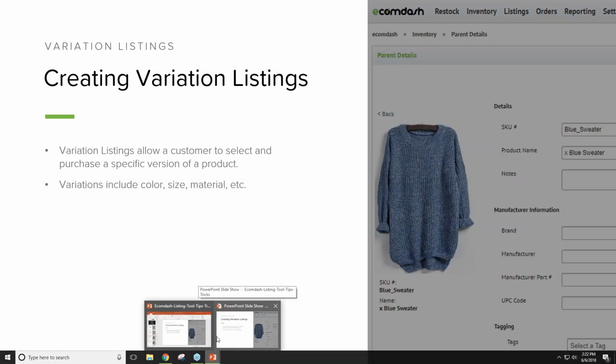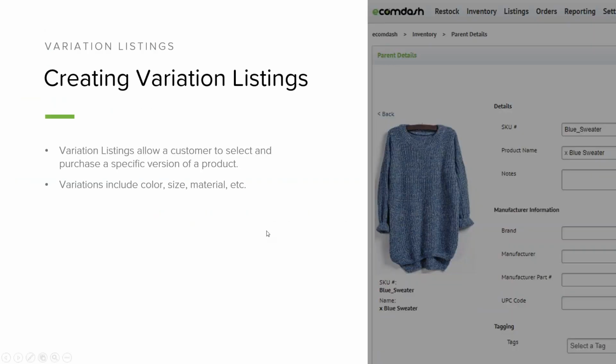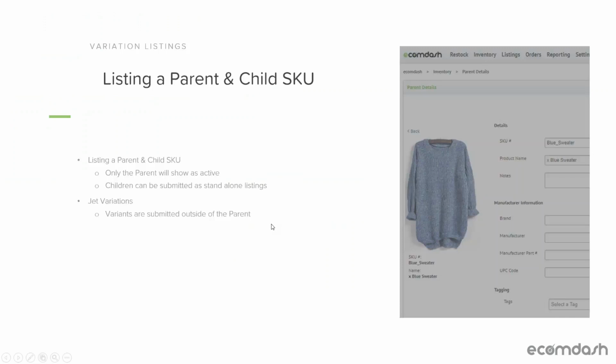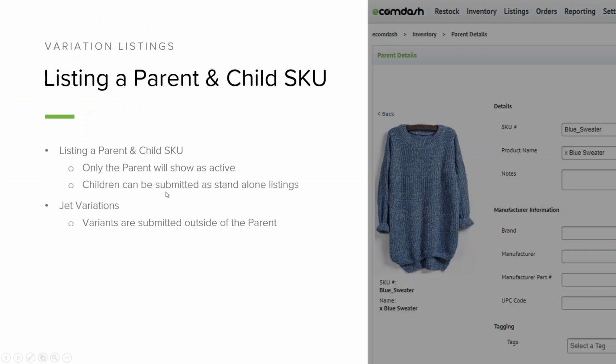Now, there are a few special concerns for variation listings I want to cover here. So as I mentioned earlier, when you submit a true variation listing out to a storefront, you're just submitting a listing for the parent product. What that means is when you hop back into Ecomdash and take a look at your listing statuses, you're going to see that the parent product has an active listing, but any child products would show as unlisted.